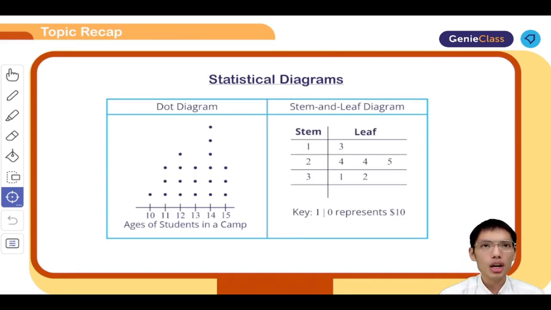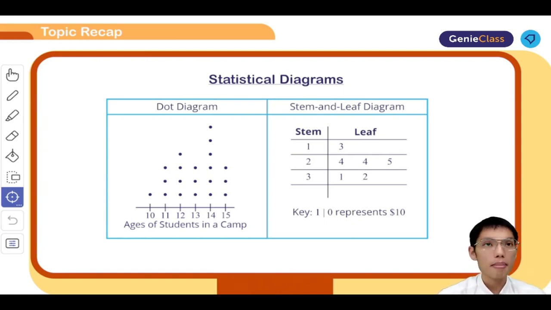Following up next, we have a dot diagram. That's where you'll see in your Sec 2. Alright, dot diagram. So over here, this just tells you the actual amount of data that you actually get for specific cases. In this case, age of students in the camp. You have one student that is 10 years old, 3 students, that's 11. So basically, you just count them.